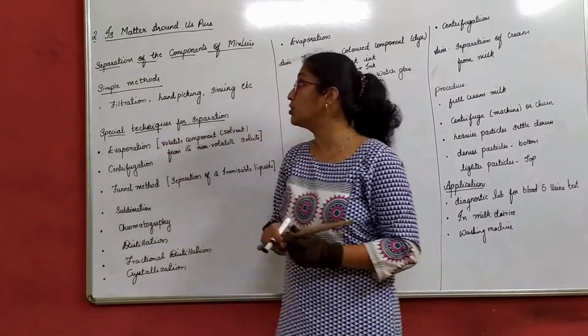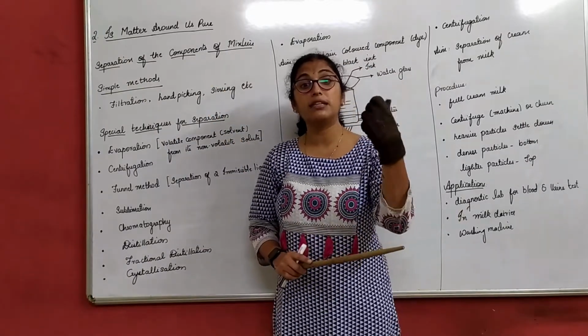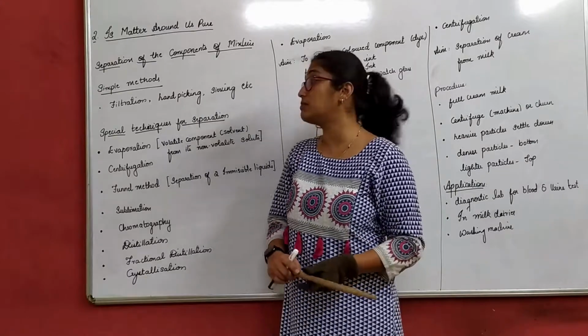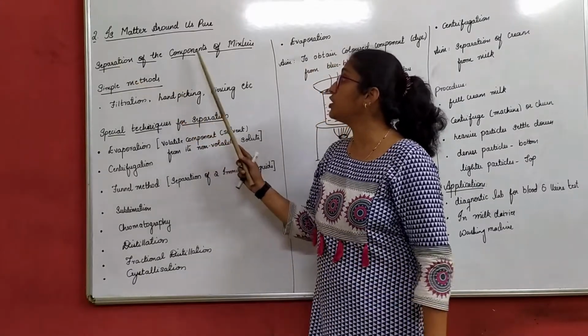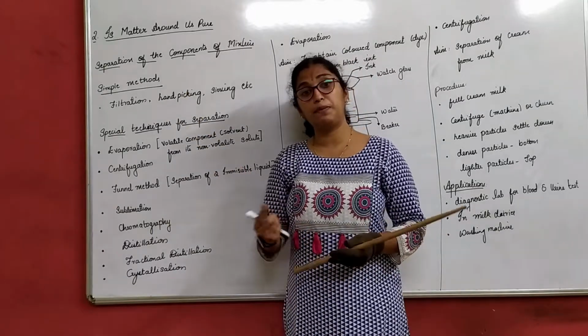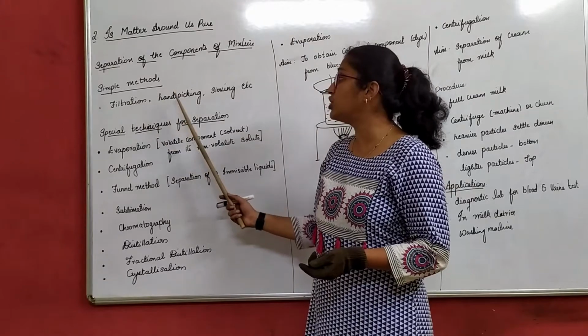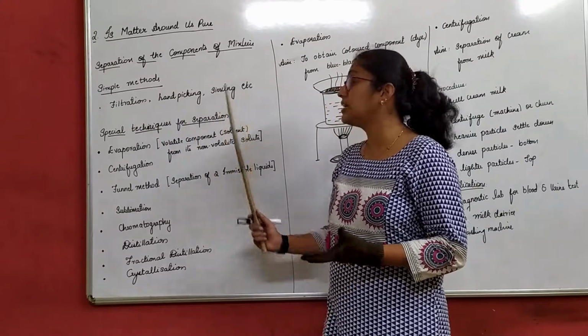Now we'll move on to how do we separate this mixture, that is how do we separate this impure substance, heterogeneous mixture. Separation of the components of the mixture. There are simple methods for separation, even we do that sometimes at home. It could be filtration, hand picking, sieving, etc.